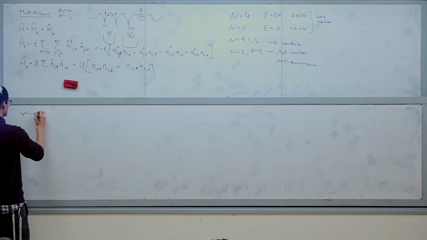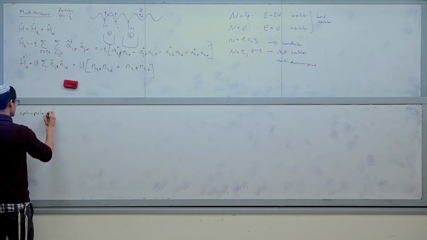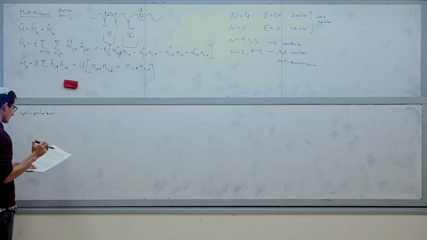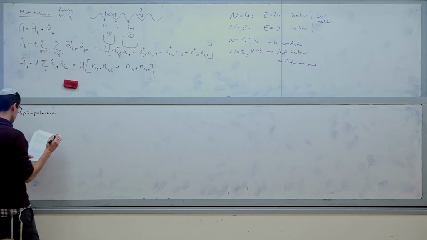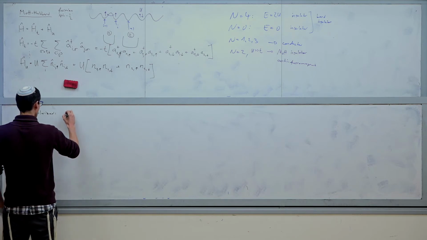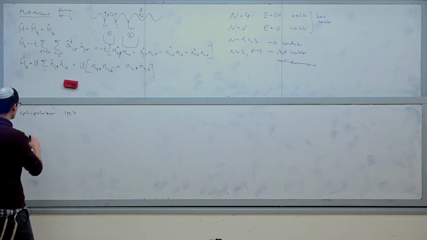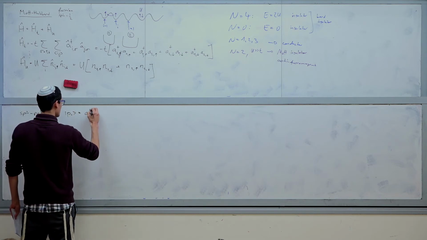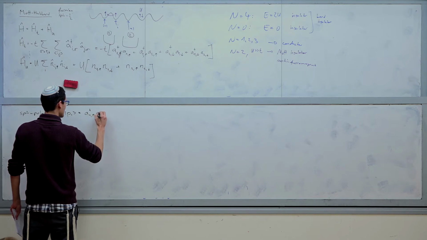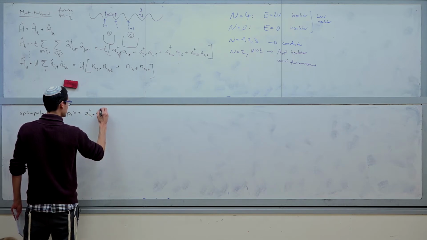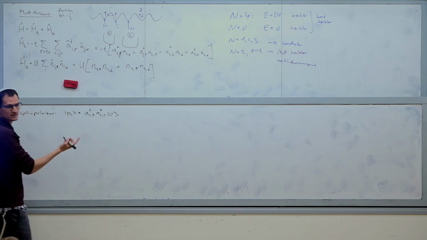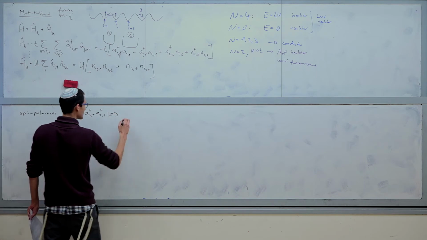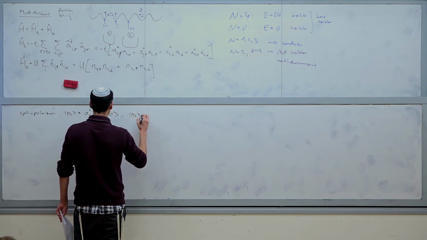We have spin polarized states. Spin polarized states means that we have either only ups or only downs. And this is only possible if they're on different sites. So P1, which is the first polarized state, is A1 up dagger and A2 up dagger acting on the vacuum. That's two particles, two ups, one on number 1, one on number 2. And the second possibility is to have two downs.